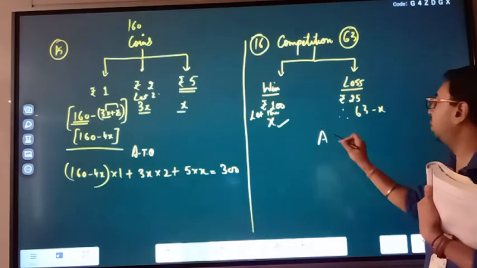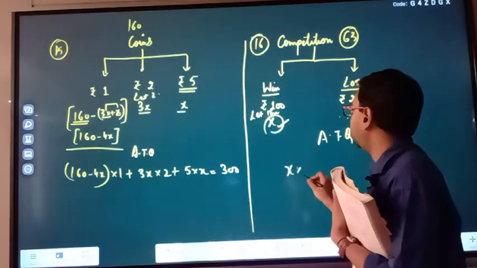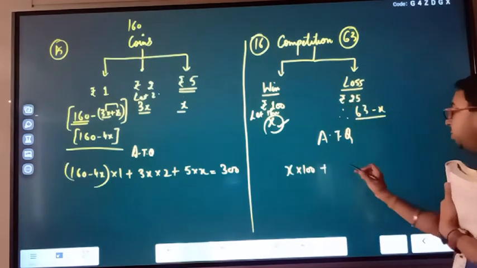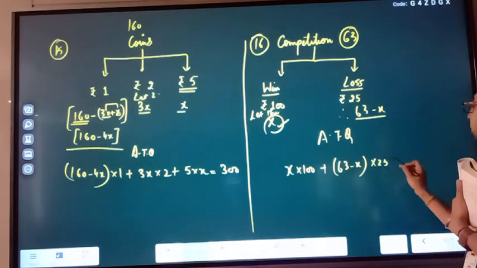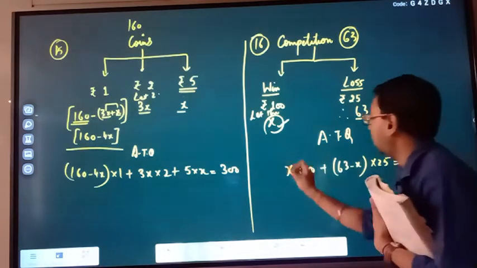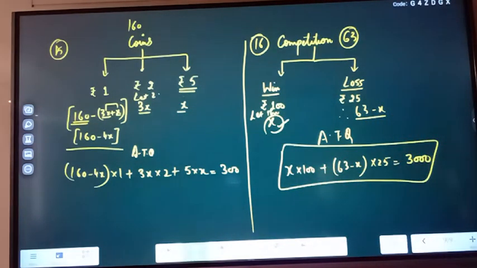Now, according to the question, how many winners are there? x, and each will get 100 rupees. How many losers, that is, how many lost the game? 63 minus x. And what amount are they getting? 25. And what is the total amount distributed? 3,000. Solve and get the answer. Any doubt anyone having with this? Okay, next.